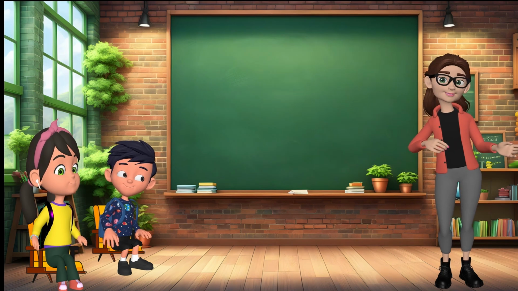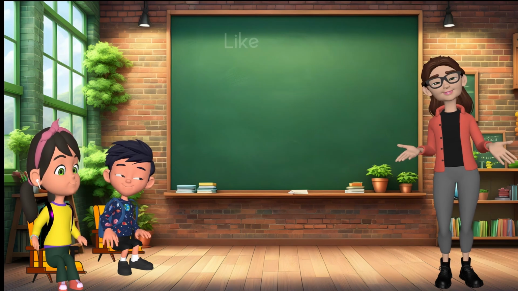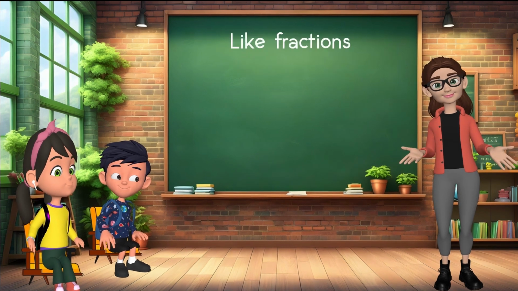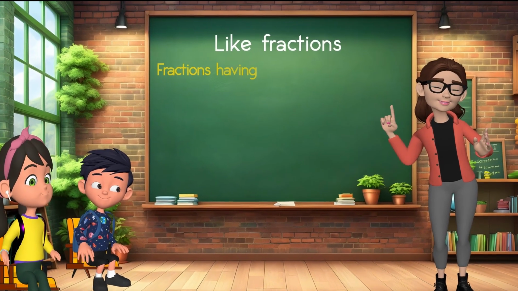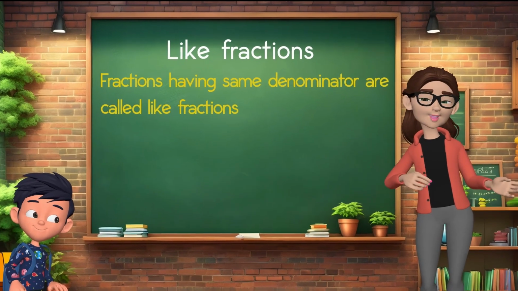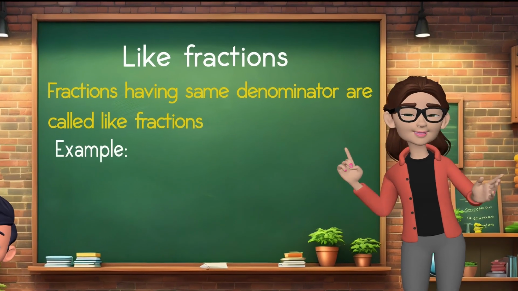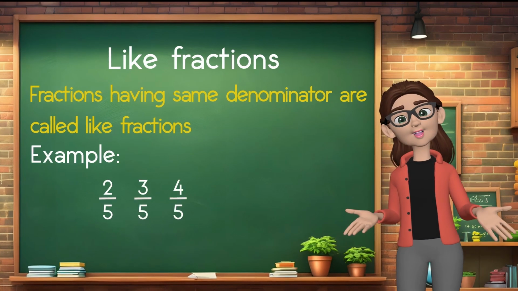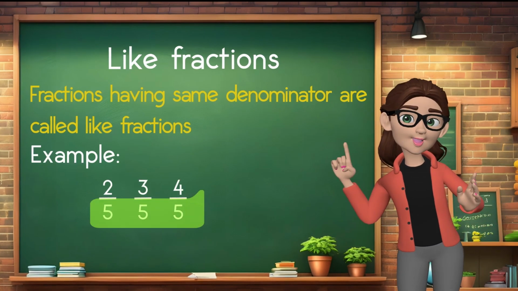There are also other 2 types of fractions. They are like fractions and unlike fractions. Like fractions. Fractions that have the same denominator are called like fractions. Example: 2/5, 3/5, 4/5, all these are like fractions because all have denominator 5.